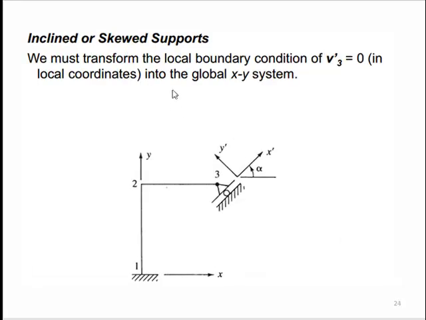So we must transform the local boundary condition v3 prime equal to 0 in local coordinates into the global xy system. The actual boundary condition is in terms of the local coordinate system, and we need to transform it to the global coordinate system so that we can apply the boundary condition to the global stiffness matrix.